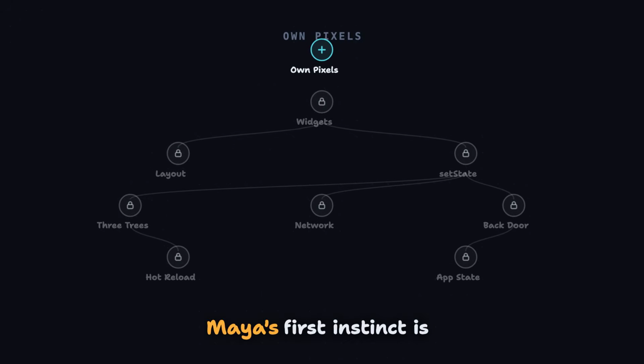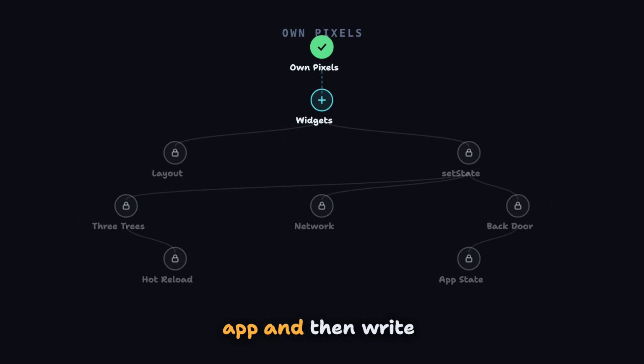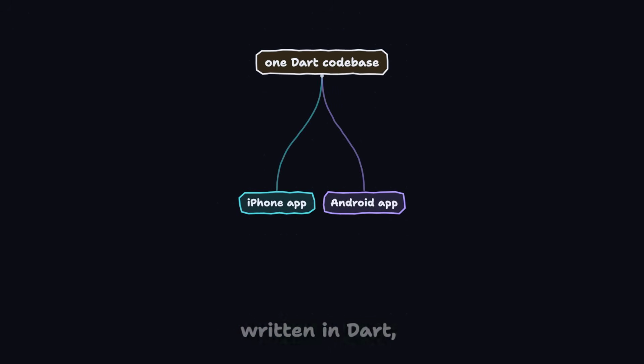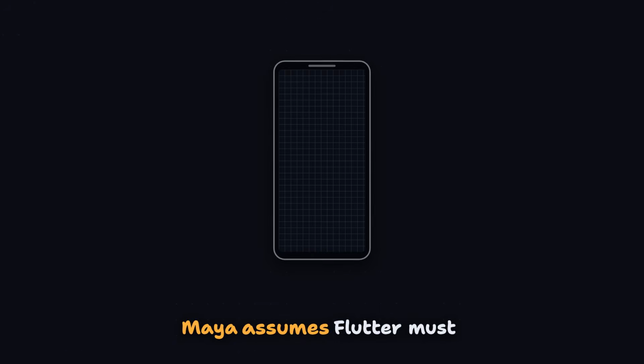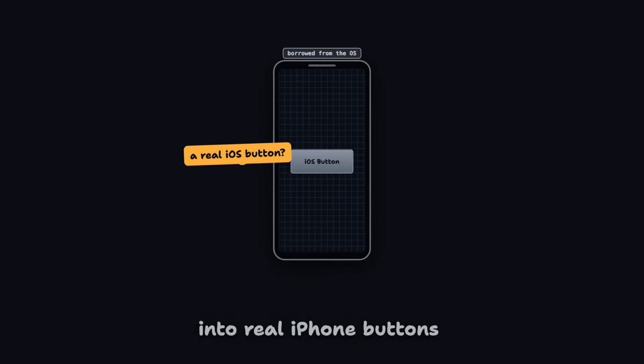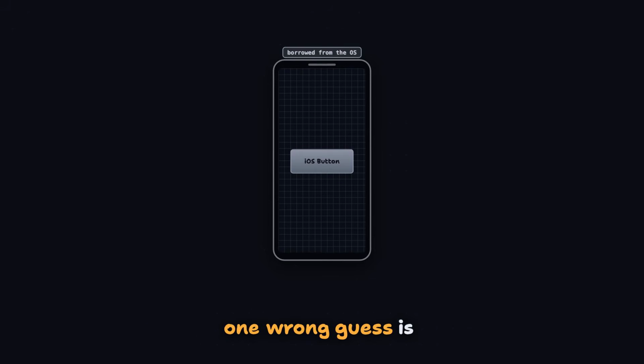Chapter 1. Maya's first instinct is the obvious one, to write the iPhone app and then write it all again for Android. Her lead stops her and explains that both apps are really one codebase written in Dart, which is Flutter's language. Maya assumes Flutter must be translating her code into real iPhone buttons somewhere underneath, and that one wrong guess is the most important thing to unlearn today.